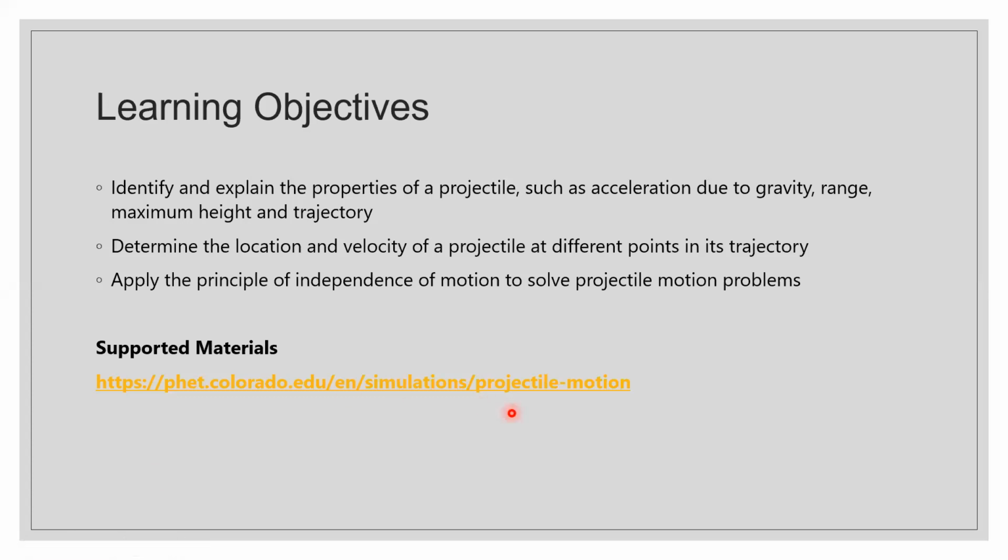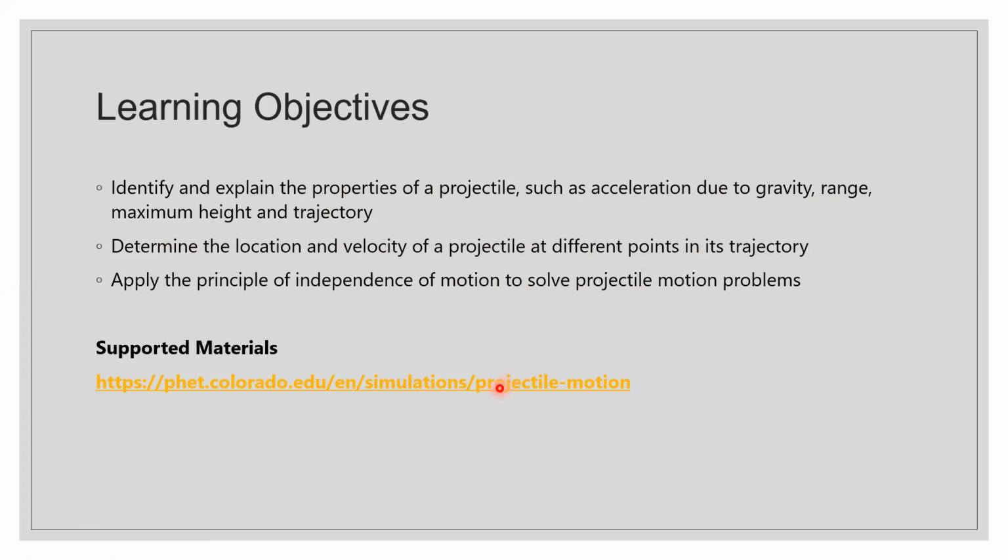This is our learning objective. Identify and explain the properties of projectile, such as acceleration due to gravity, range, maximum height, and trajectory. Determine the location and velocity of the projectile at different points in its trajectory. Apply the principle of independence of motion to solve projectile motion problems.